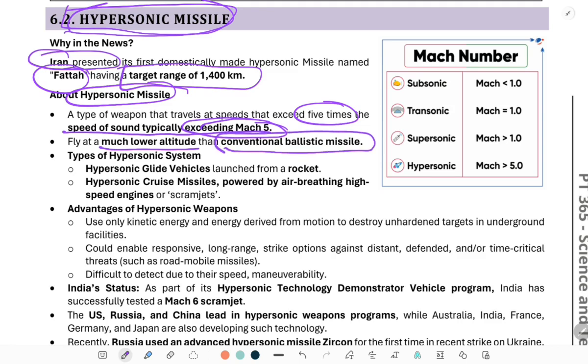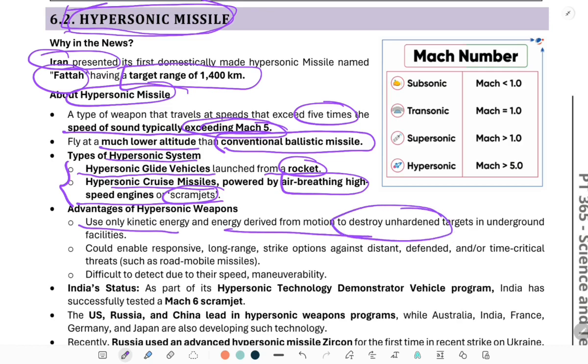There are two types of hypersonic systems. One is the hypersonic glide vehicle launched from a rocket. Another is the hypersonic cruise missile powered by air-breathing high-speed engines, scramjets. Then we'll see the advantages of hypersonic weapons. It uses only kinetic energy, energy derived from motion, to destroy hardened targets in underground facilities. It could enable responsive long-range strike options against distant and defended targets, and it is difficult to detect due to its speed and maneuverability.